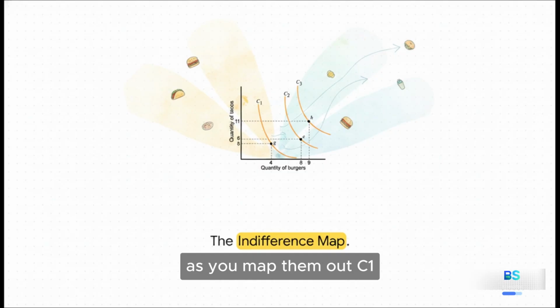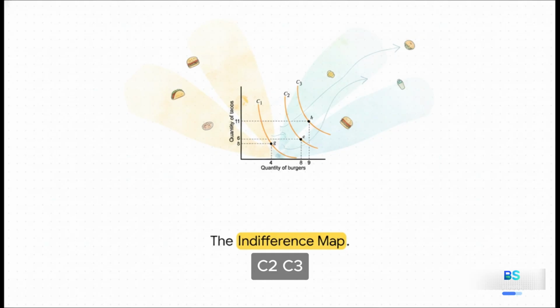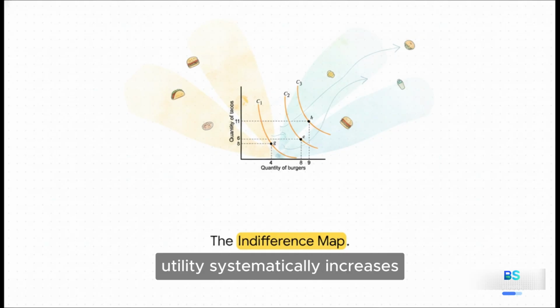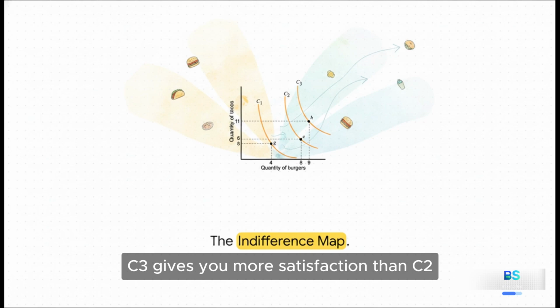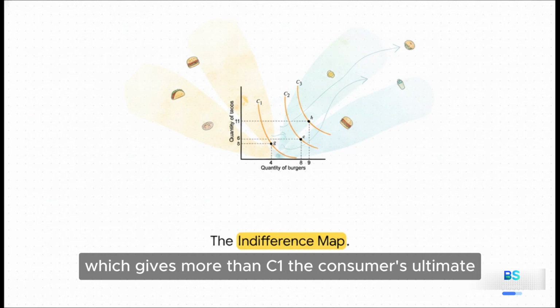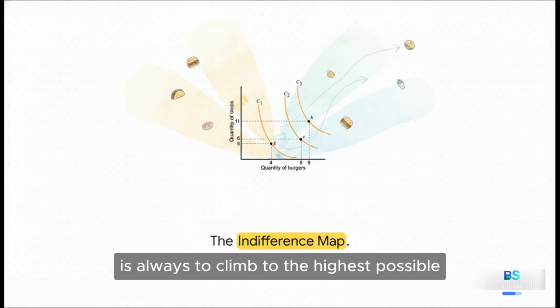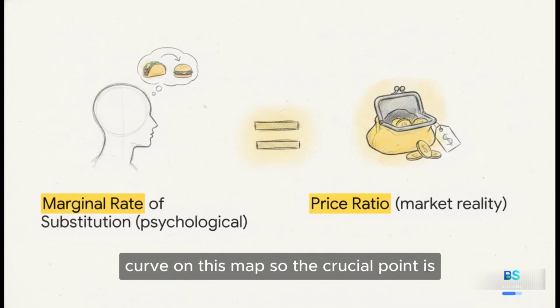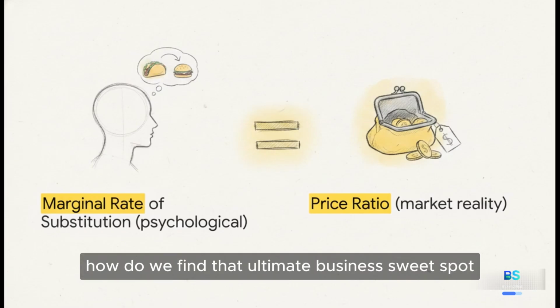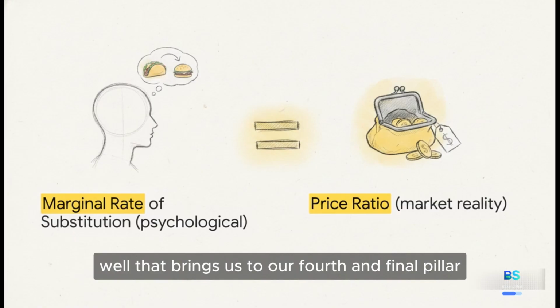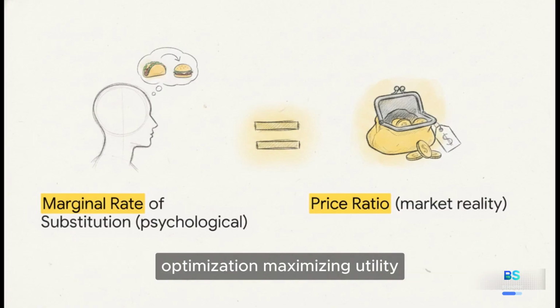As you map them out, C1, C2, C3, utility systematically increases as you move up and to the right. C3 gives you more satisfaction than C2, which gives more than C1. The consumer's ultimate psychological goal is always to climb to the highest possible curve on this map. So the crucial point is, how do we find that ultimate business sweet spot? Well, that brings us to our fourth and final pillar, optimization.